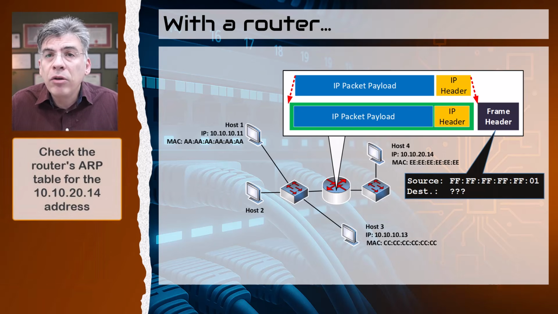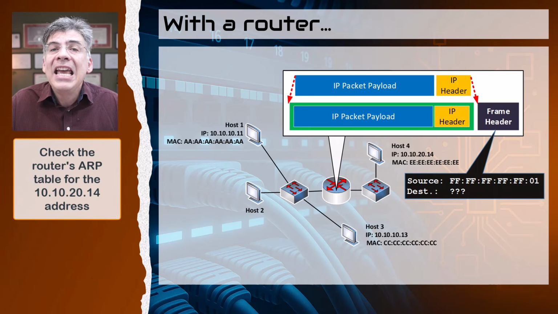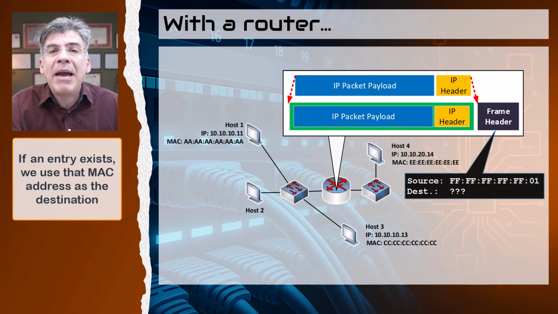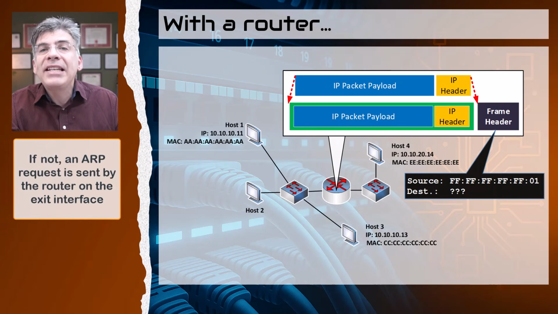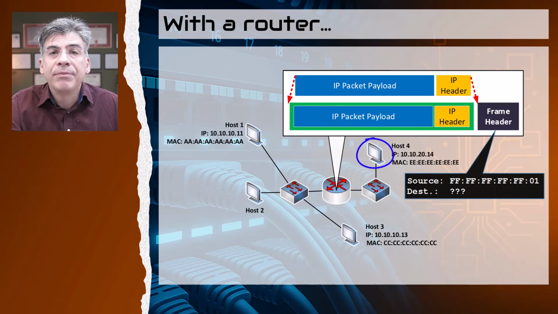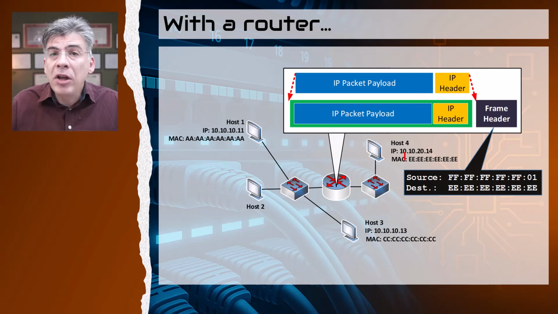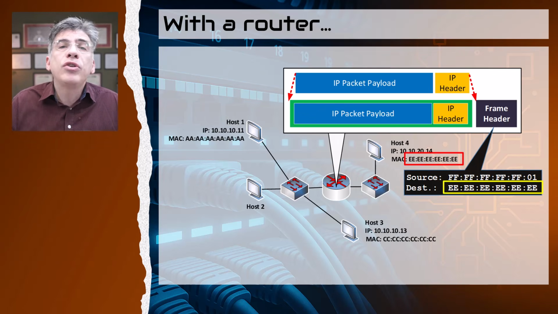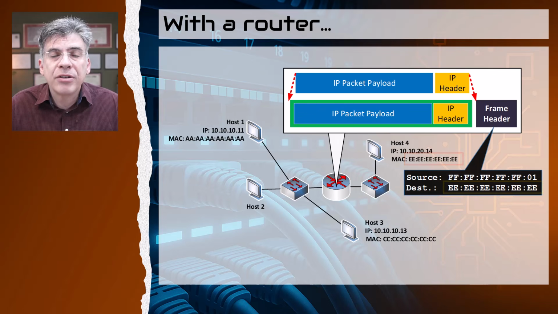So we check the local ARP table of the router to see if we have an entry. If we do, then we use that to populate the destination MAC address. If we don't, we send out an ARP request to determine the MAC address of this host here. Now, this host responds, the MAC address is placed in the destination field of the frame, and it is also used to populate the local ARP cache of the router.